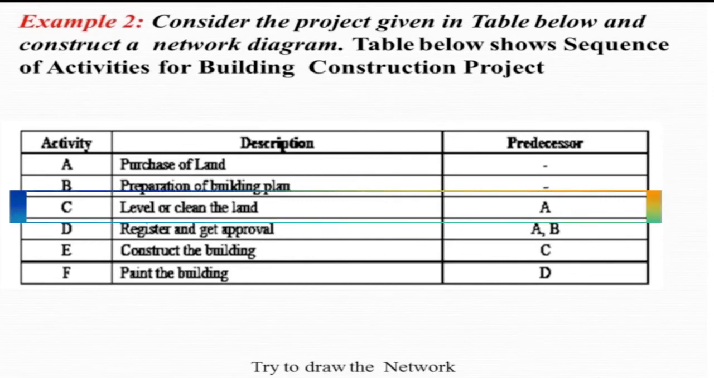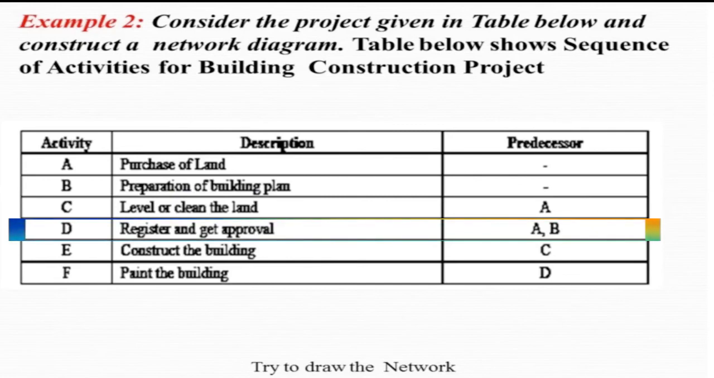And C is the leveling or cleaning of the land, and the predecessor is A. A is the purchase of the land. So before you can have the land leveled and cleaned, you must purchase it first. Okay? And for the registration and approval, which is activity D, A and B should be complied with first. So A is the purchase of the land and B is the preparation of the building plan, and so on and so forth.